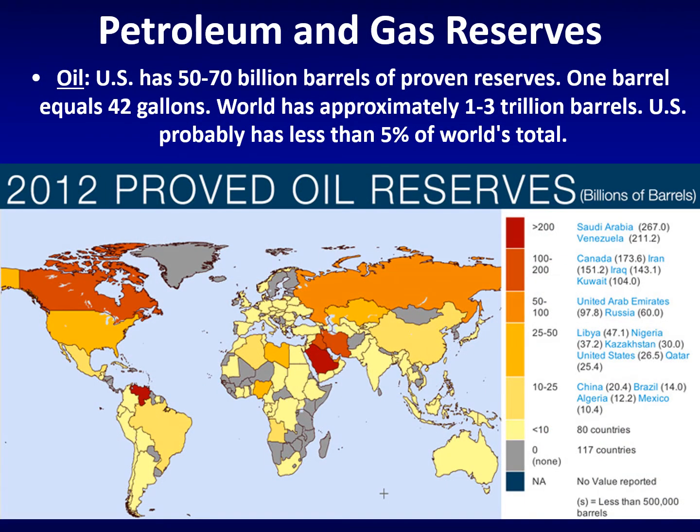The U.S. has about 50 to 70 billion barrels of proven reserves. One barrel equals about 42 gallons. The world has approximately 1.1 to 3 trillion barrels of oil of proven reserves. The U.S. has probably less than 5% of the world's total. You can see that Saudi Arabia and Venezuela are sitting on oil gold mines there, and there are some other areas around the world that have significant reserves as well.